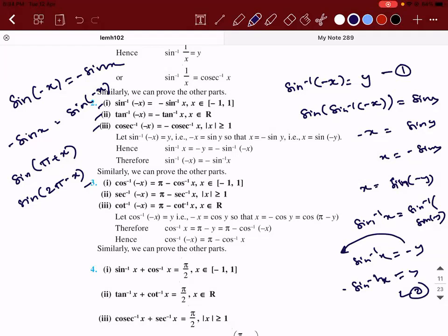If I give you a question, sine of minus x, in the clockwise direction, I have entered into the fourth quadrant, accepted, right? Sine of pi plus x, what does it mean? In the anti-clockwise direction, I have entered into the third quadrant. Sine of 2 pi minus x. In the anti-clockwise direction, I have entered into the fourth quadrant.